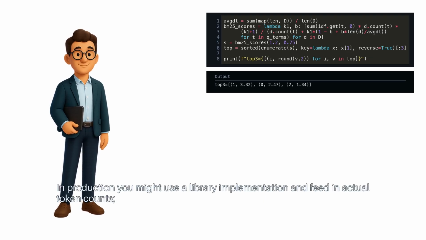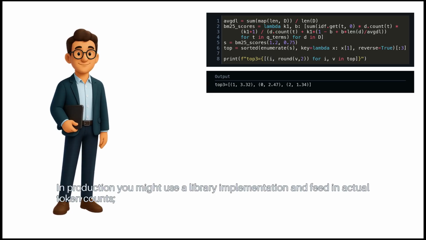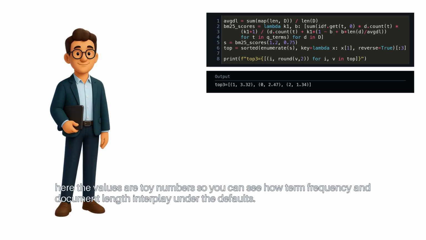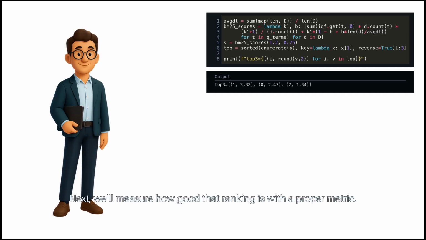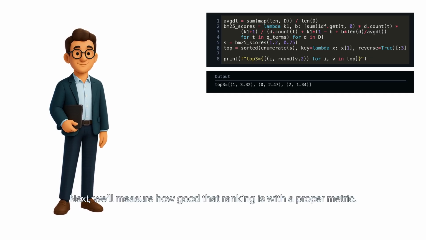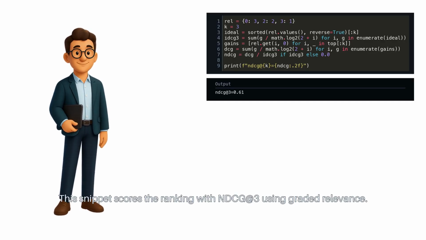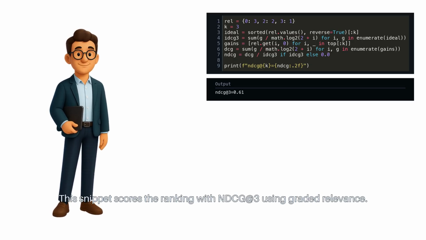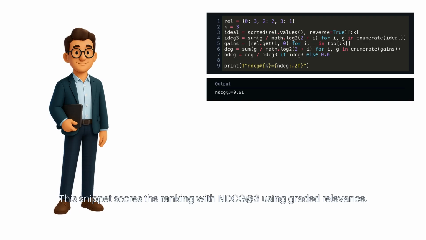In production, you might use a library implementation and feed in actual token counts. Here, the values are toy numbers, so you can see how term frequency and document length interplay under the defaults. Next, we'll measure how good that ranking is with a proper metric. This snippet scores the ranking with NDCG at 3 using graded relevance.